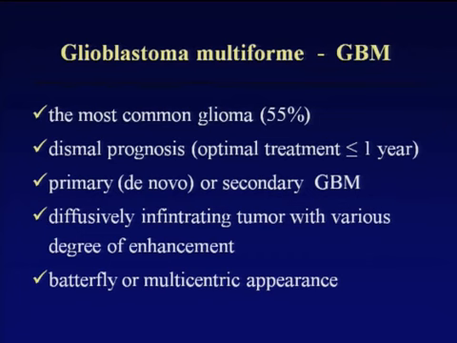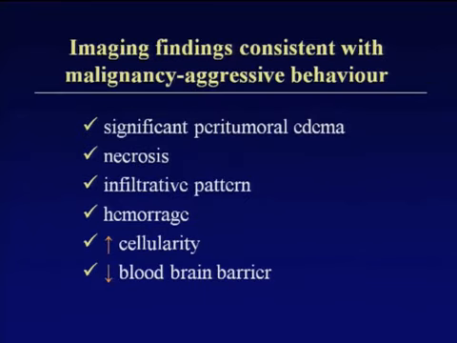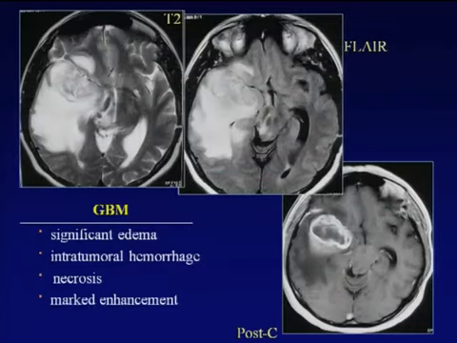It can be a primary de novo type 4 astrocytoma, or secondary, from a lower grade astrocytoma transforming to a GBM. A diffusely infiltrative tumor, this is the very bad characteristic, and sometimes it gets this characteristic butterfly or multicentric appearance. In conventional MRI, these are the imaging findings consistent with malignancy: the peritumoral edema, necrosis, the infiltrative pattern, hemorrhage, increased cellularity, and the breakdown of the blood-brain barrier. And this is the typical image of a GBM.